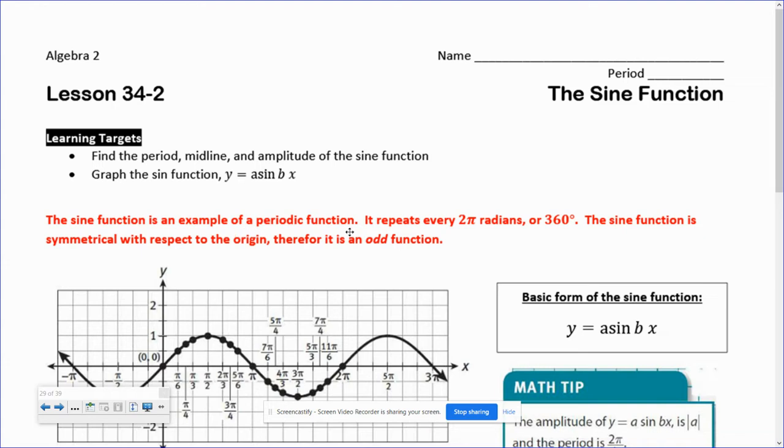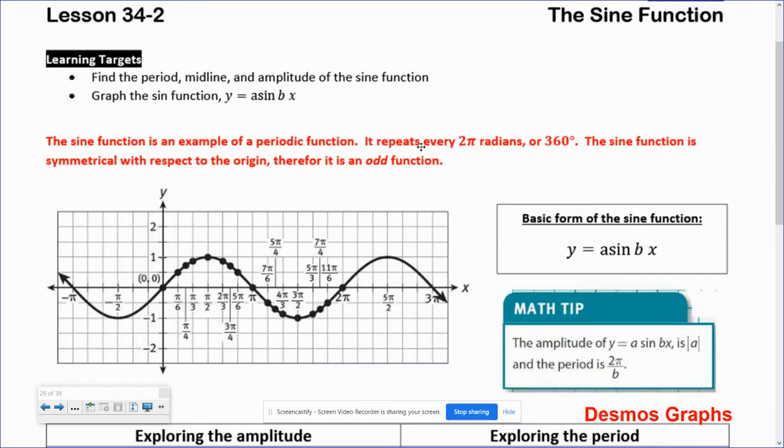The sine function is an example of a periodic function. We talked about those in class today. A periodic function means it repeats the same pattern over and over again. On the sine function, it's going to repeat every 2 pi radians, or 360 degrees. So every full circle on the unit circle, it's going to repeat this curve here. You can see it's kind of a smooth, roller coaster type curve, okay? The sine function is symmetrical with respect to the origin, therefore it is an odd function.